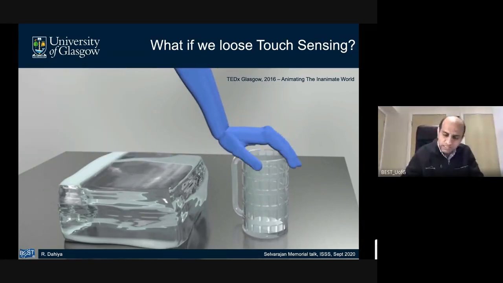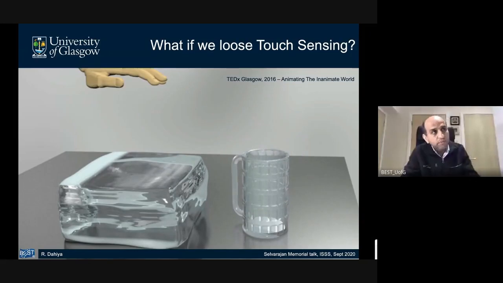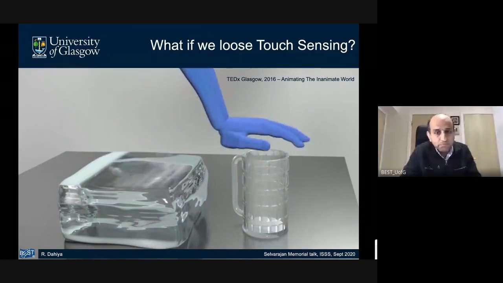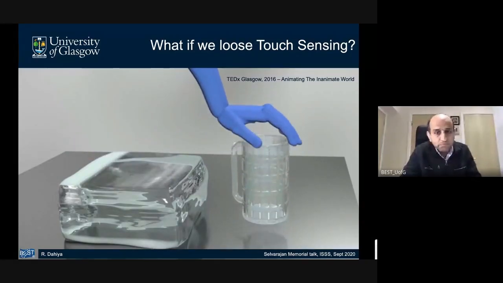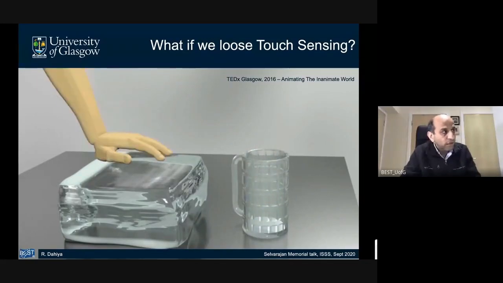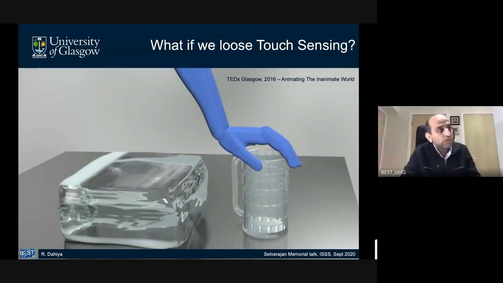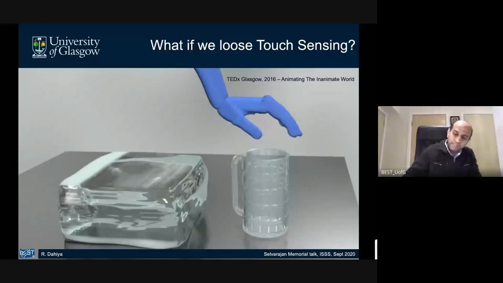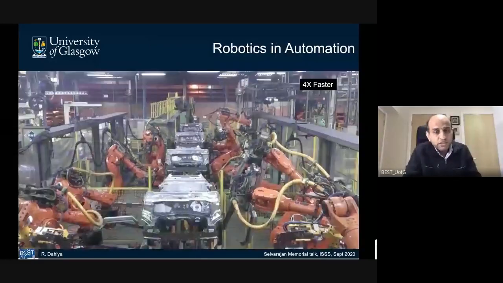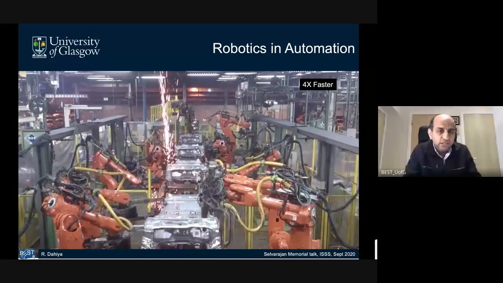And if touch sensing is important, then the real question comes: why are we developing prosthetic limbs which do not have any sense of touch, or other machines which do not have a sense of touch? An example includes robotics and automation. If you see this example, robots are working in cages and you do not see any humans in this cage.